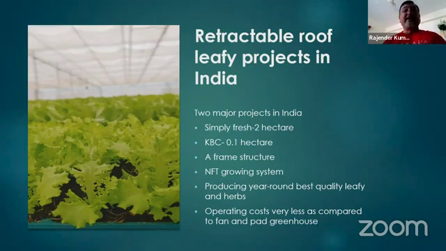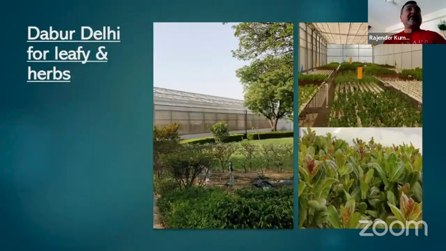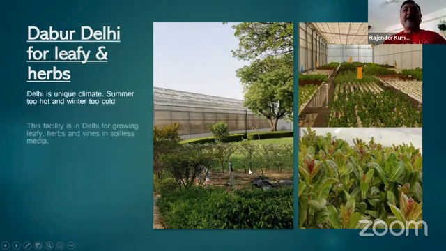They are all growing in the NFT hydroponic system and following all the international safety protocols for growing these leafy greens and herbs. So this is the Dower facility in Kapaseda, where they are growing all kinds of leafy greens.